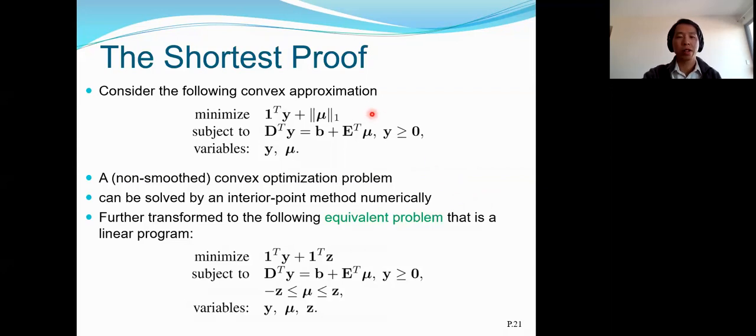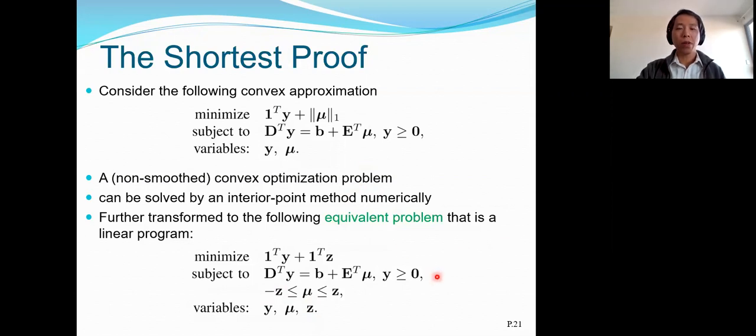But we can also further transform it to the following equivalent problem by introducing variable z, so that we can again use a linear program to solve this problem. Basically, we don't want to have an absolute value in our objective function. We replace it by a linear function in terms of z, and then we require that mu must be upper bounded and lower bounded by z and minus z here. Then these two problems are equivalent.